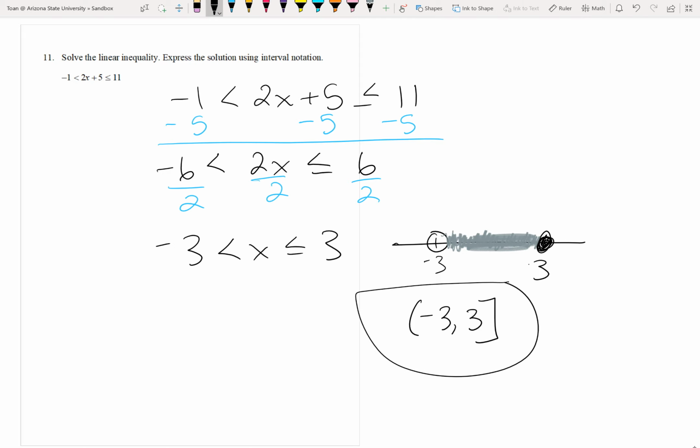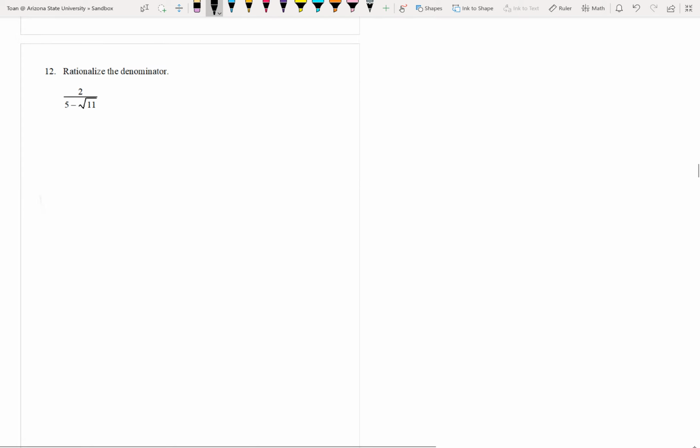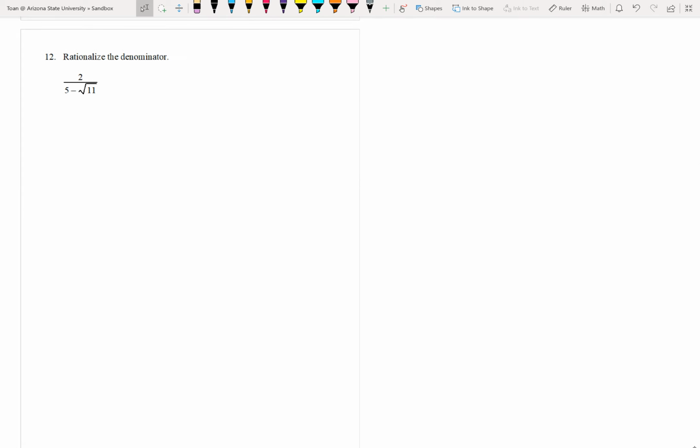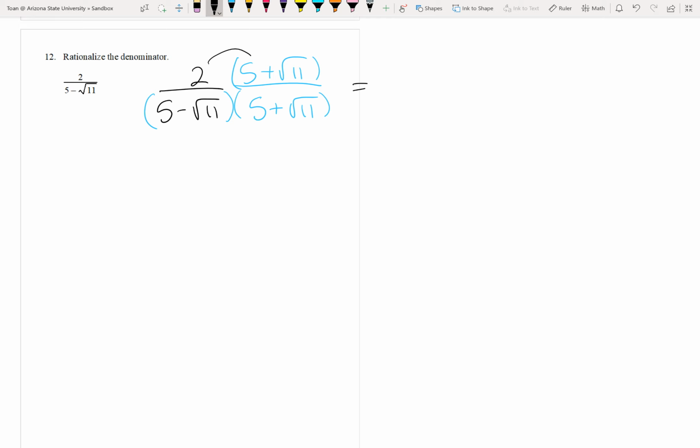Number 12 asks you to rationalize the denominator. Notice that we have a square root in the denominator, but it's a part of a binomial. So the idea to rationalize binomials is to multiply by the conjugate. So the technique is to multiply by the conjugate of the denominator. But of course, what you do to the denominator, you must do to the numerator. And then all you've got to do is just multiply it all out. It's as simple as that.